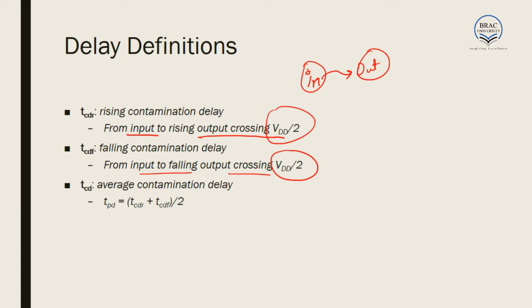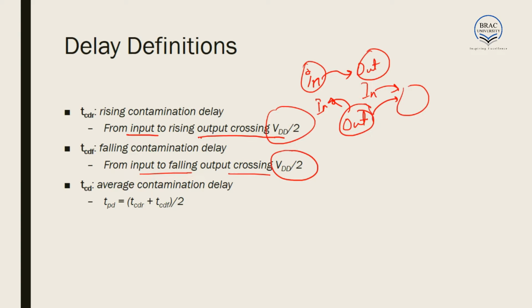But contamination delay is the minimum time an output keeps the value of previous input before it changes to a new output, or it adjusts to a value responding to a new set of input.